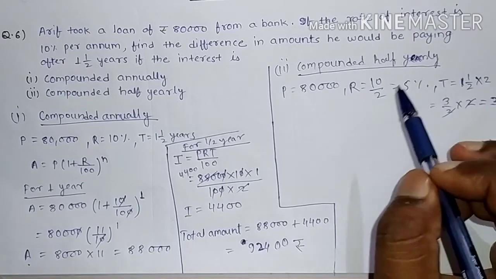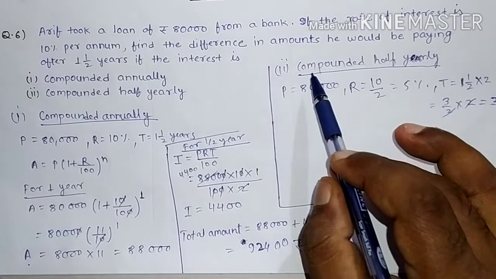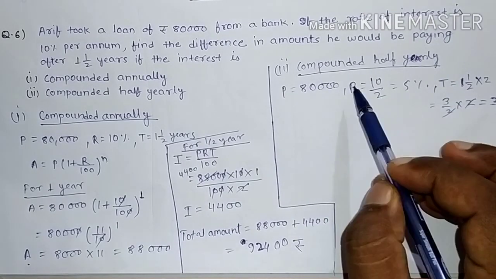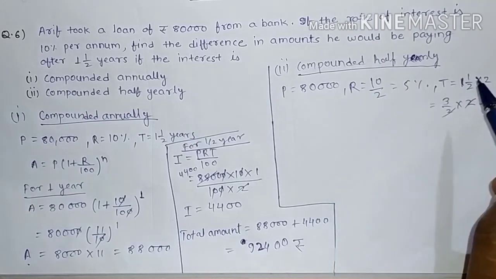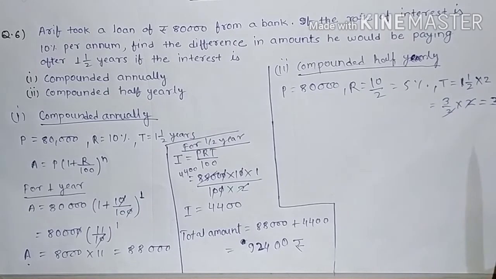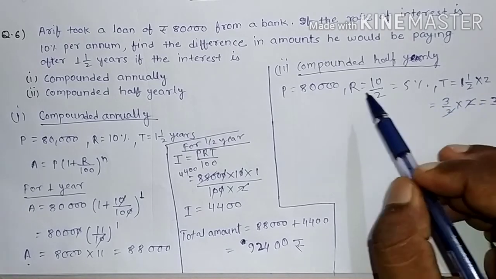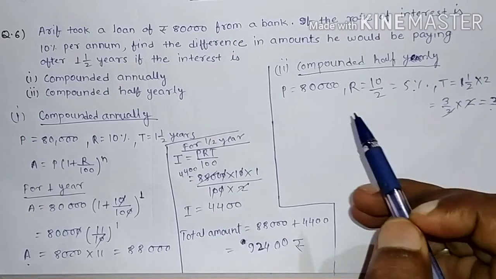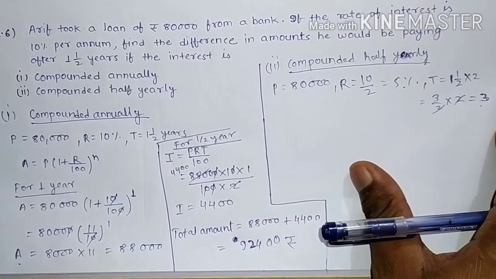I am just repeating the statement. When interest is compounded half yearly, we have to divide the rate of interest by 2 and multiply the time by 2. So R is 5% and time will be 3 half years. Now just put the values in the equation.